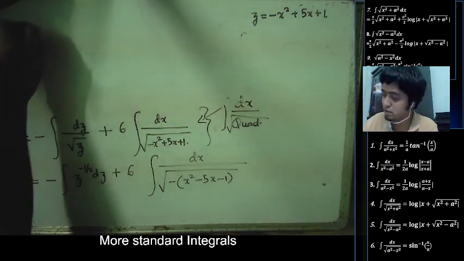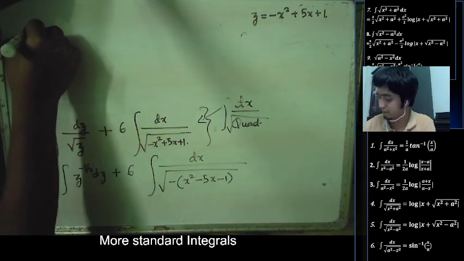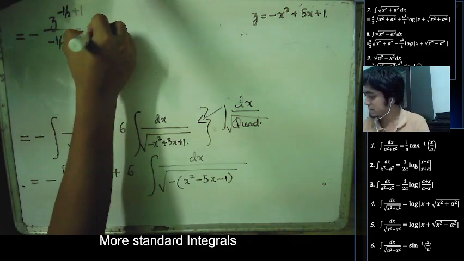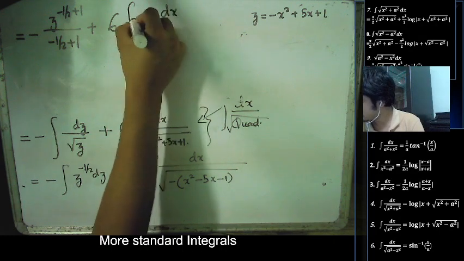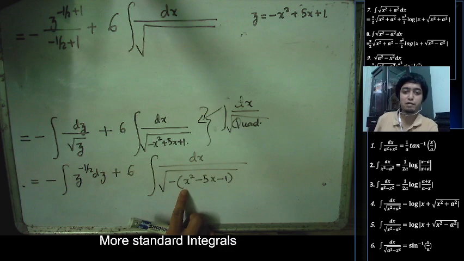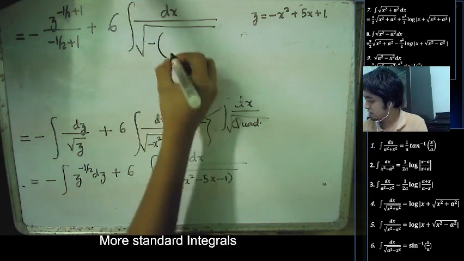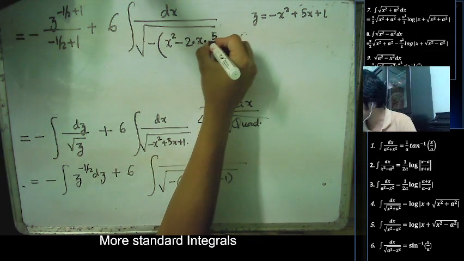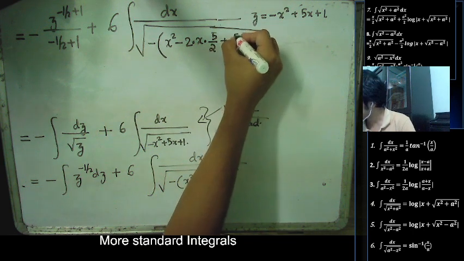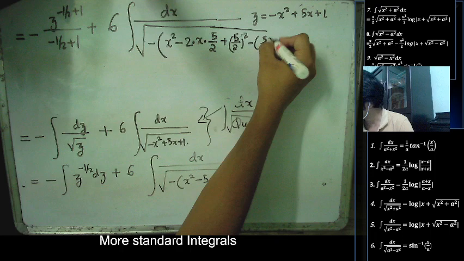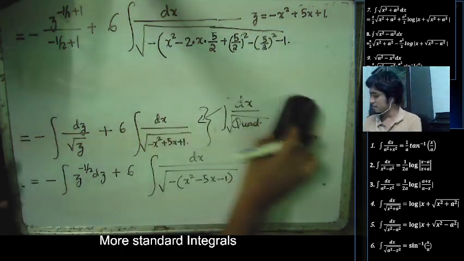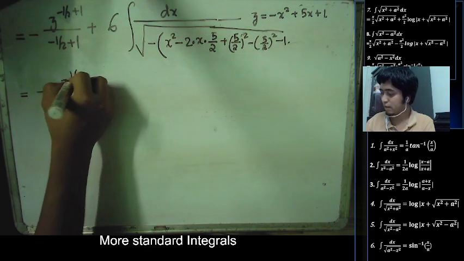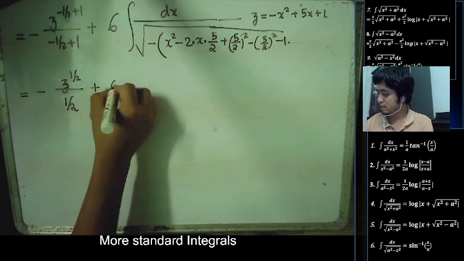So these are very long problems. You just need to know the correct procedure of how to do them, and you won't be having any problem. Minus half plus 1, minus half plus 1, plus 6. This one we can complete the squares. So over here we will be having minus x squared minus 2ab. It has to be 5, so I will write over here 5 by 2 plus 5 by 2 whole thing square minus 5 by 2 whole thing square, and then you are having minus 1. That is what we are having. This one you can actually write down as minus z power 1 by 2 upon 1 by 2 plus 6 dx.